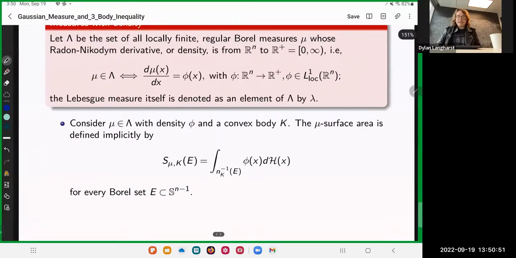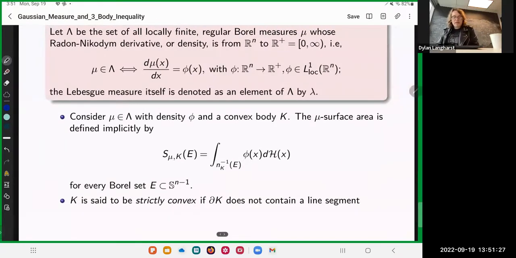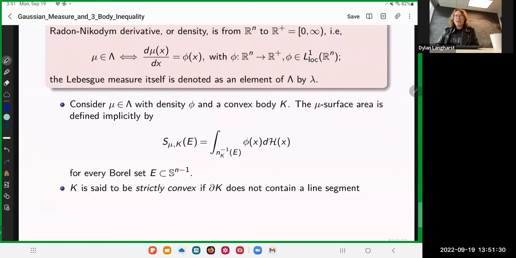Many people have considered this, but more recently it's been taken up by Livshyts, the measure theoretic surface area measure. So we take that definition we saw before for the surface area of a convex body, and now we take our Borel measure mu. So mu in lambda means mu is a Borel measure that has density with respect to Lebesgue. Let's call this density phi. Then we can just take the density and shove it into the classical definition of surface area, and that's how you get measure theoretic surface area.